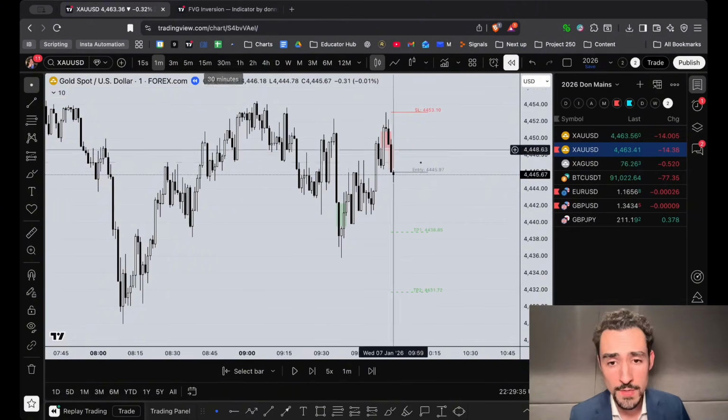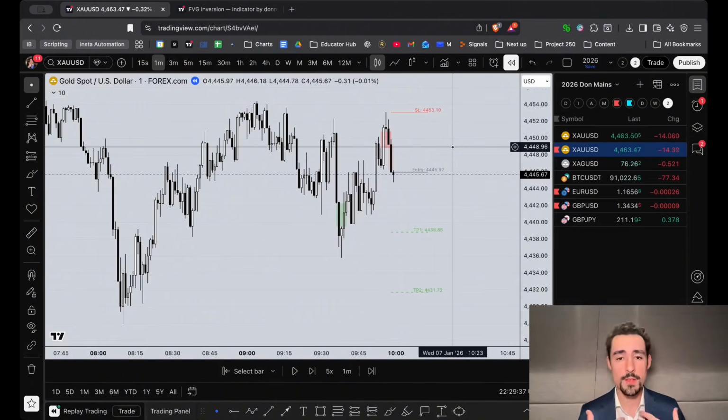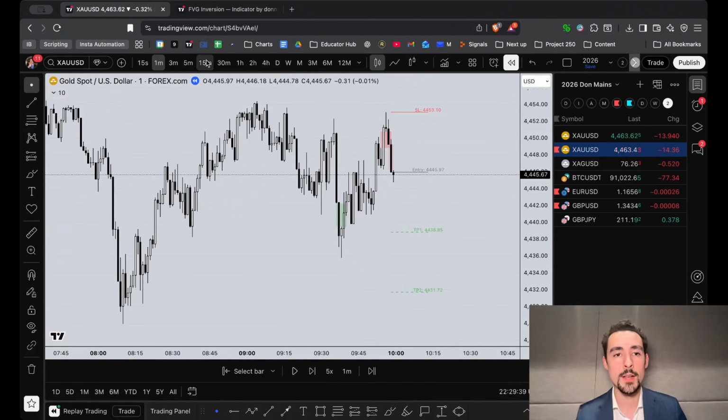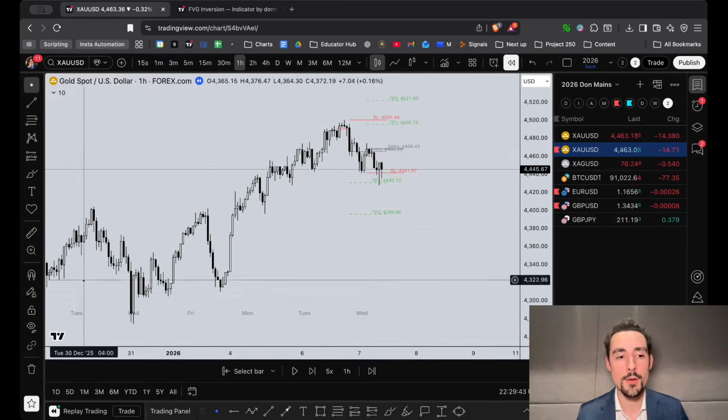Although you might be profitable taking every single one that you see, for me personally, I like to be a little bit more intentional with the trades that I'm taking. And so I'm looking for other confirmations.